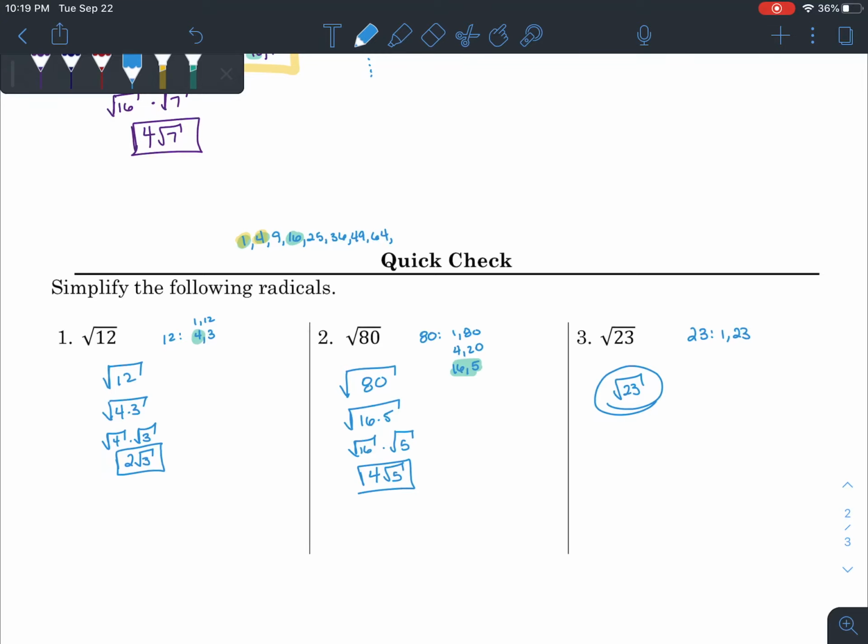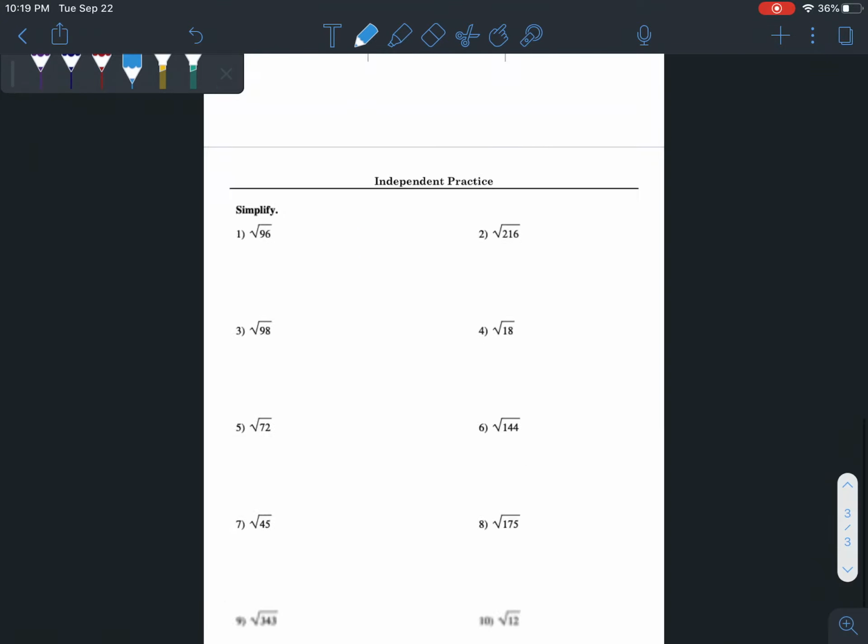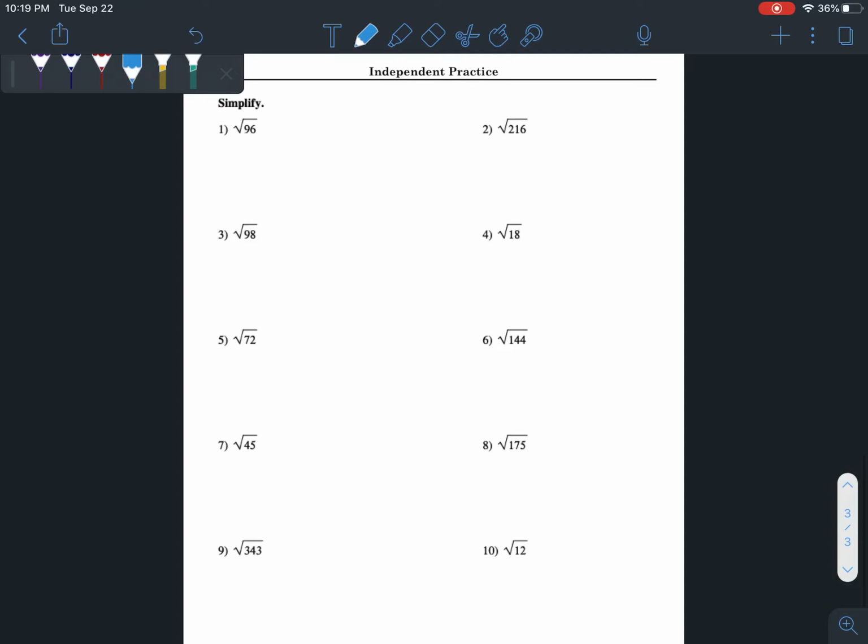All right, well, that's pretty much it for today's lesson. You're going to do the independent practice on your own. This is due by tomorrow. So what you're going to do is upload it onto Google Classroom. When you're done with it, please take a picture of your independent practice, scan it, and attach it to the assignment, and then make sure you turn it in.